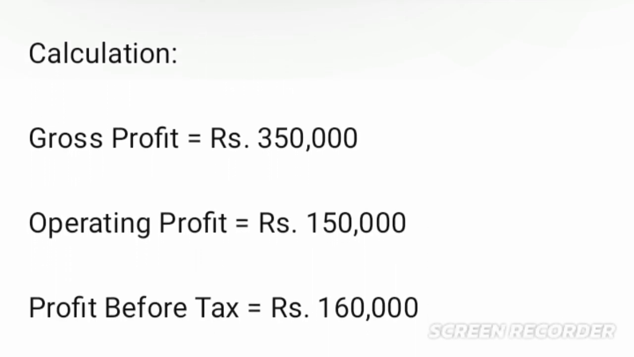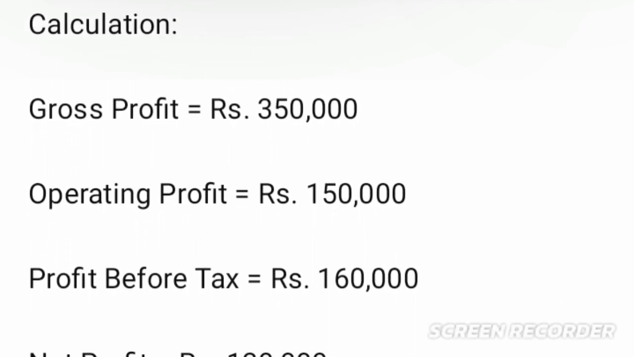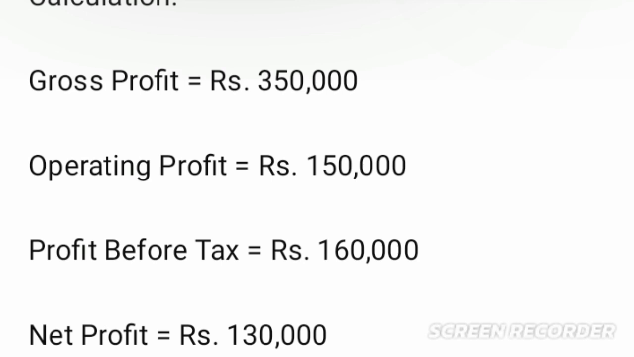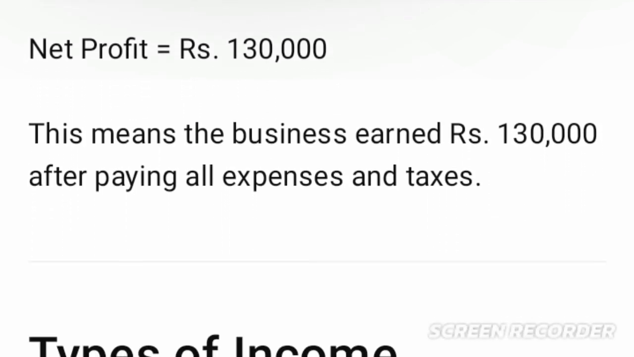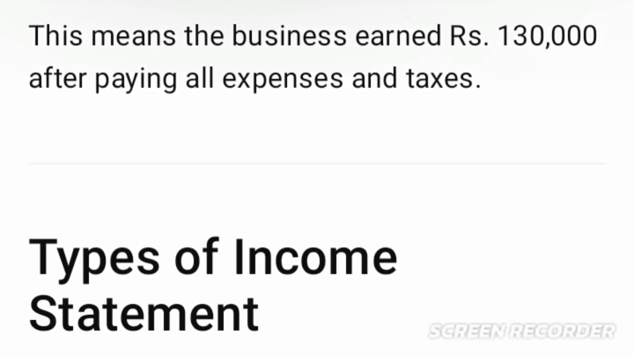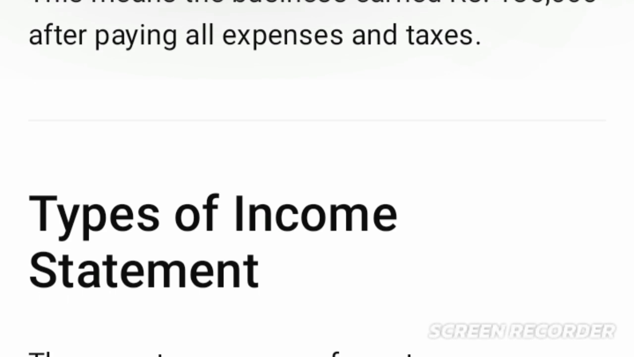Calculation. Gross profit equals Rs 350,000. Operating profit equals Rs 150,000. Profit before tax equals Rs 160,000. Net profit equals Rs 130,000. This means the business earned Rs 130,000 after paying all expenses and taxes.